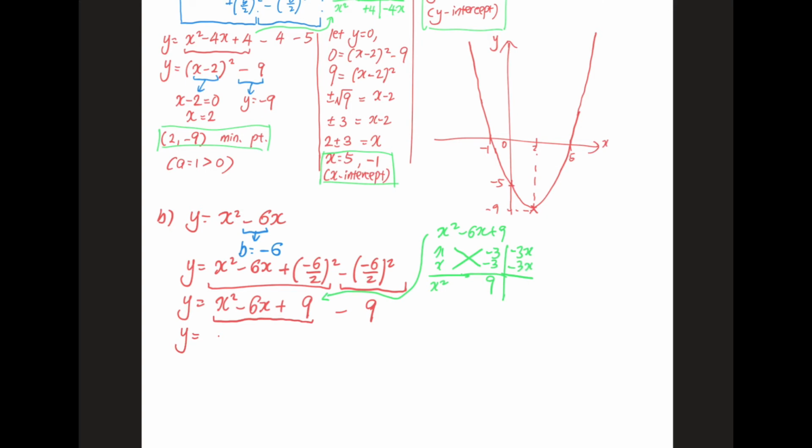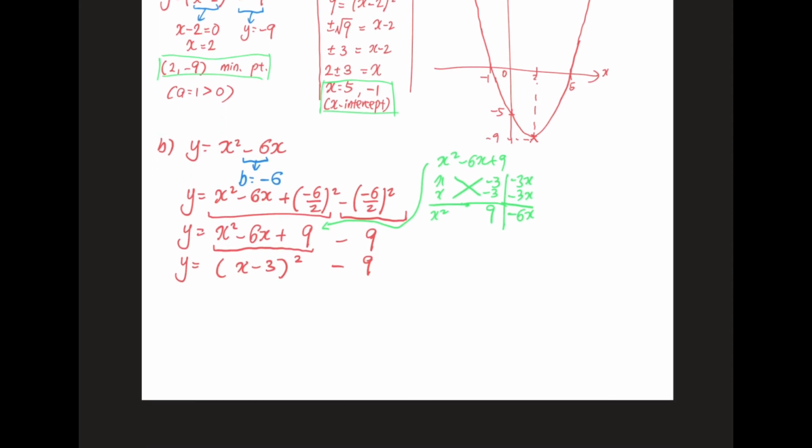x times minus 3 and minus 3x again. We add them up and get minus 6x. That means it is the same as the term in the middle. Because of that, I can take x minus 3 and x minus 3 as my same factors. So I'll just write it down: x minus 3 and x minus 3, that is (x minus 3) squared, and minus 9. We call this the form after completing the square.